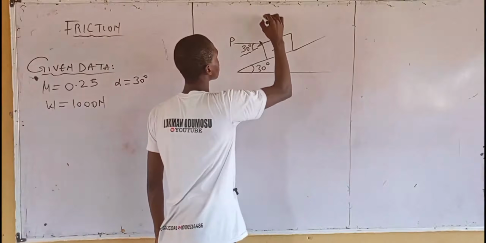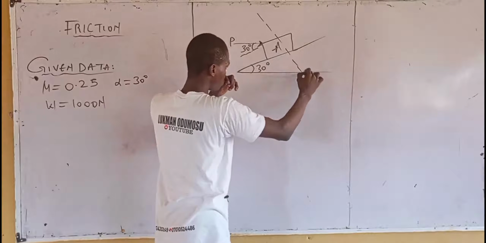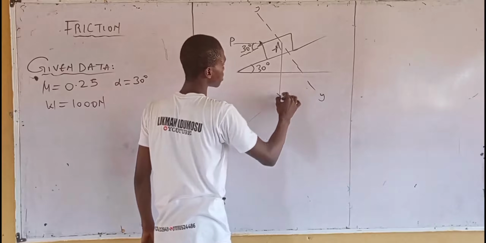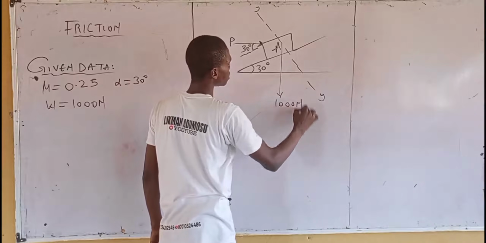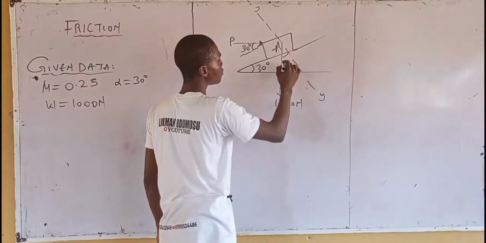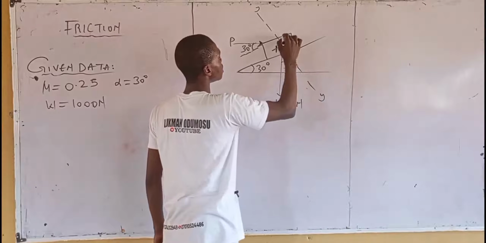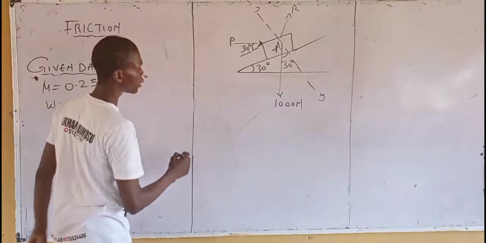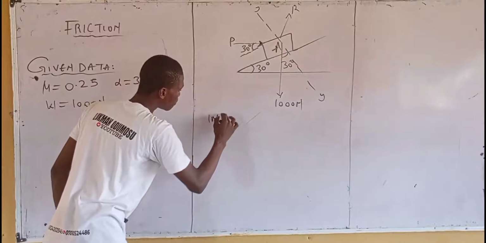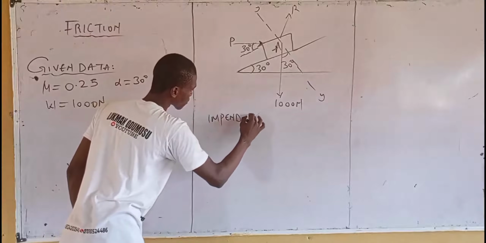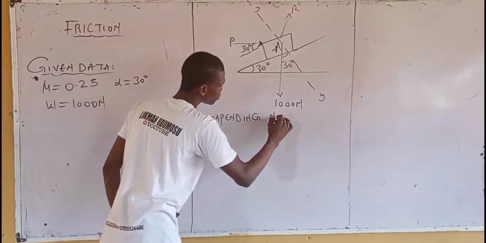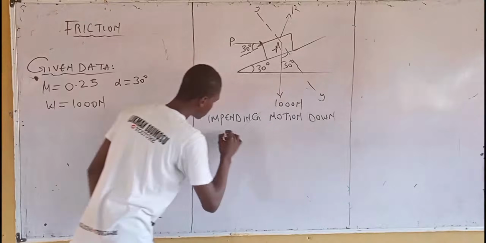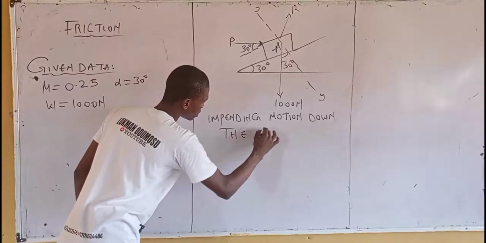And the weight, if I'm drawing something like this, we should be familiar with this by now. We have our weight. This is 1000 Newton. This angle, what will be the value of the angle here? 30 degrees. Then we have our normal reaction being R. Now from here, for the first one, impending motion down the plane.